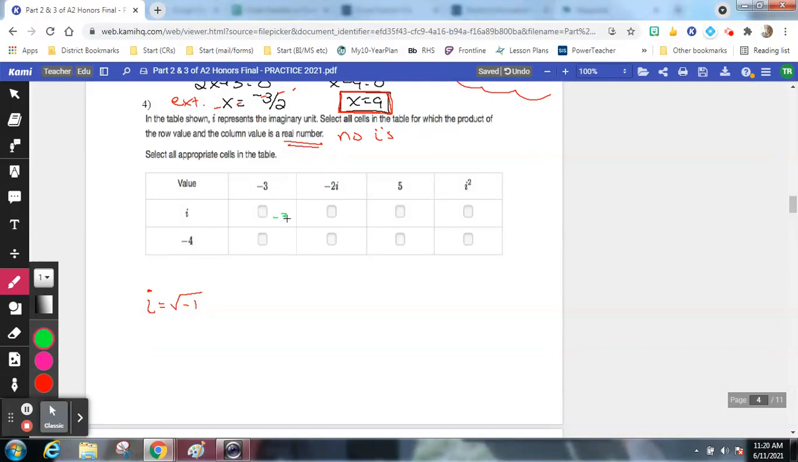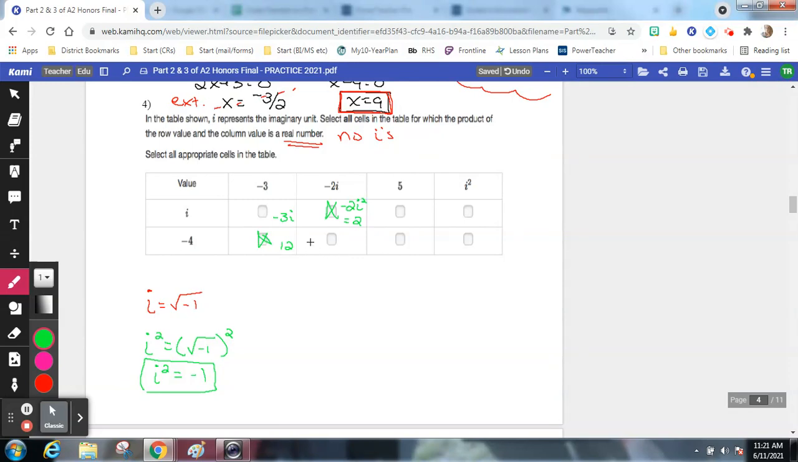i times negative 3, well, that's a negative 3i. That's definitely not it. Negative 4 times negative 3 is a positive 12. That's one. So that's one of my values. Negative 2i times i. Well, that's going to get me negative 2i squared. So let's think about this. If I have an i squared, that would be the same as the square root of negative 1 squared. And the square root and the square cancel. It is negative 1. So this would be the same as negative 2 times negative 1, or a positive 2. So this is actually one of those answers. It is a real number in the end.